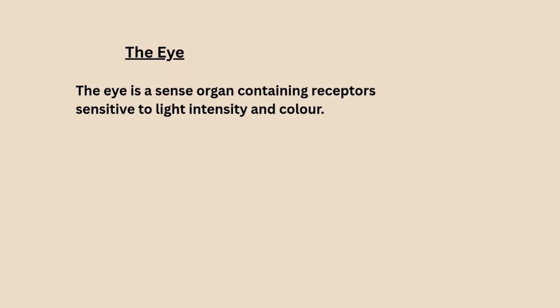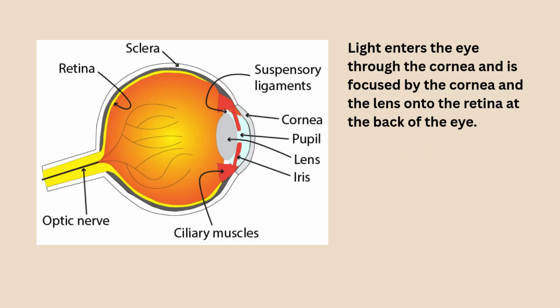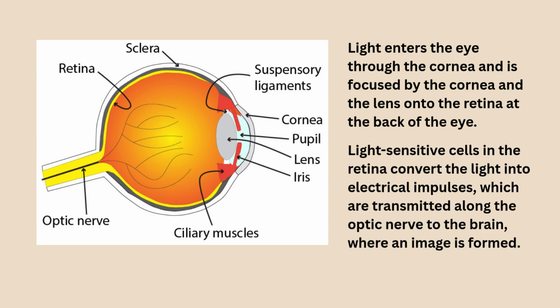The eye is a sense organ containing receptors sensitive to light intensity and colour. An organ is a group of tissues working together to carry out a specific function. Light enters the eye through the cornea and is focused by the cornea and the lens onto the retina at the back of the eye. Light-sensitive cells in the retina convert the light into electrical impulses, which are transmitted along the optic nerve to the brain where an image is formed.